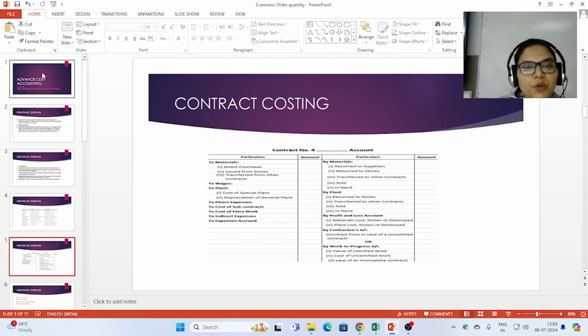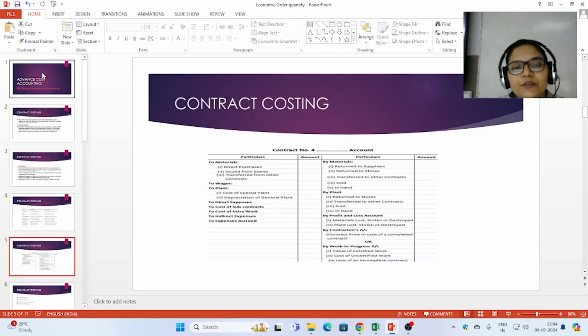These are all part of your contract accounting on debit side. First is issue from stores. Issue from stores are the materials which have been issued from stores, or you can purchase them directly from the market. All such materials which are not available with the storekeeper but are required for the contract are purchased directly from the market.